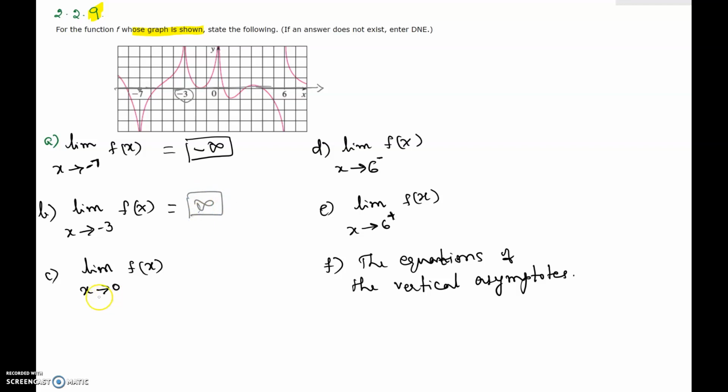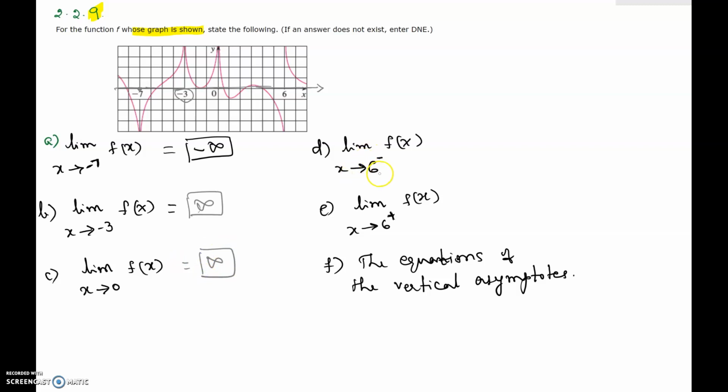The third part, limit as x approaching 0 of f of x. So we have to look at the graph in the neighborhood of 0. To the left of 0, the graph is approaching positive infinity. To the right of 0, the graph is approaching positive infinity also. So it is equal to positive infinity.